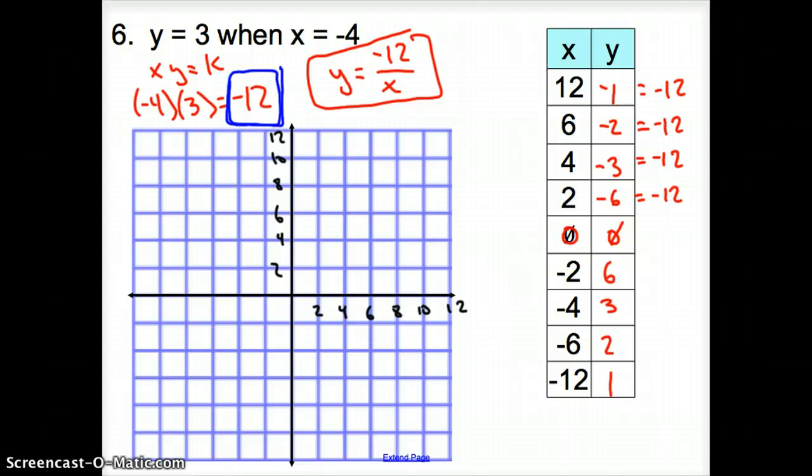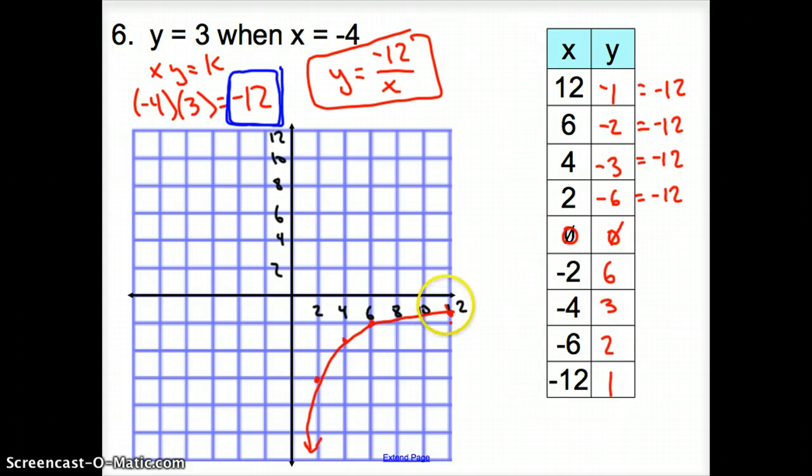We have 12, negative 1. So we go over 12, down 1, right there on the graph. Then we go over 6, down 2. We go over 4, down 3. We go over 2, down 6 right there. And then we go ahead and connect those dots. Remember, it's a curved line.